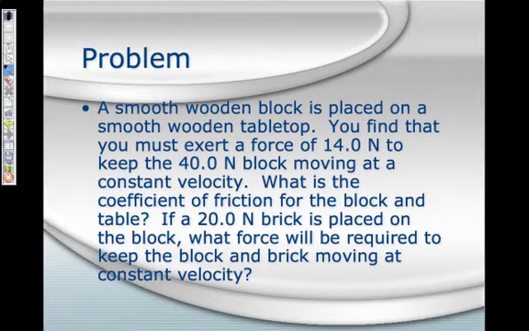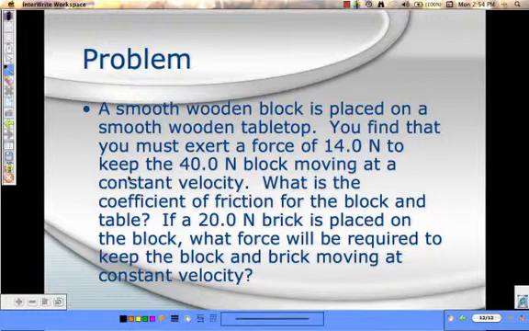Let's try a problem. A smooth wooden block is placed on a smooth wooden tabletop. You find that you must exert a force of 14 newtons to keep the 40 newton block moving at a constant velocity. Since we're going at a constant velocity, what is our acceleration? Constant velocity. What's our acceleration? 0. It's not changing speeds. It's not accelerating. It's not decelerating. Okay. What is the coefficient of friction for the block and table? So let's draw a little picture up here.